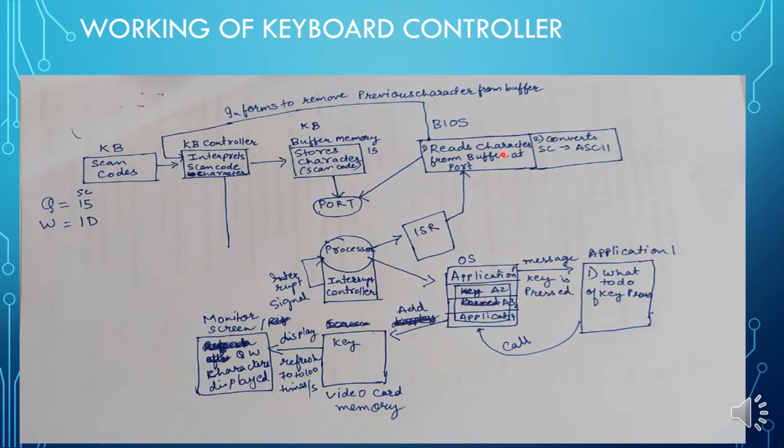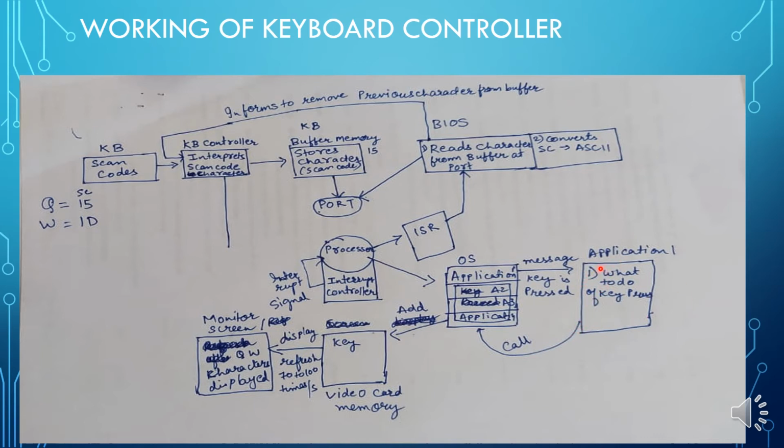Now this BIOS has a technique that converts scan code to ASCII code, and then the processor. What will the processor do? The processor will simply send this code to the operating system, and then the operating system will find out which application is going to use this ASCII code. If a specific application is identified, then that key is given to application 1. For example, if application 1 is the application for the key pressed, then the OS will send a message to application 1 that the key is pressed, and now the application will decide what to do with the key pressed.